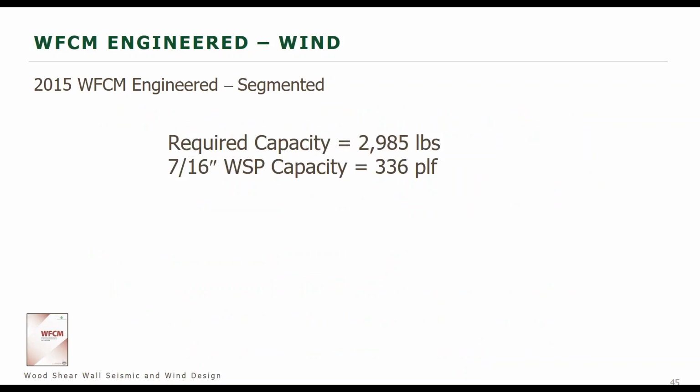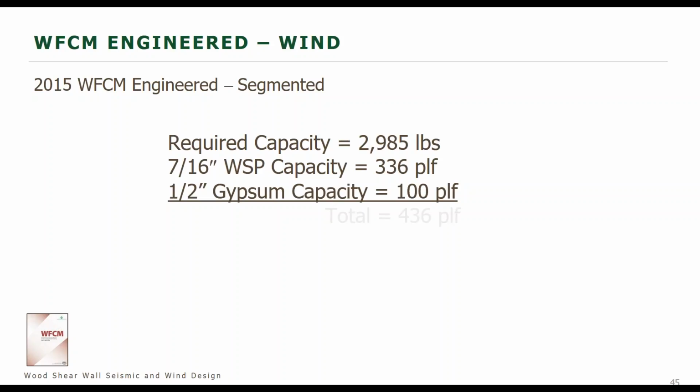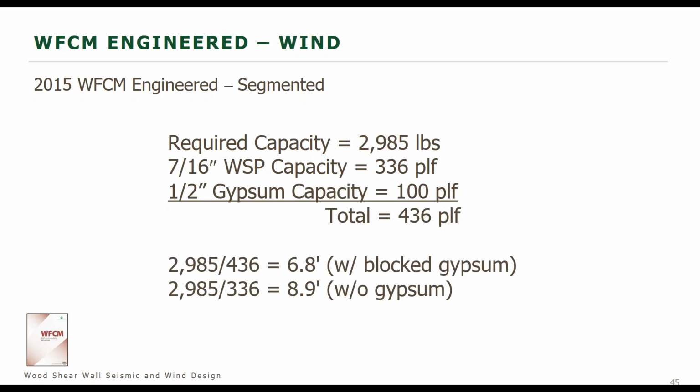So based on our required capacity of 2,985 pounds, you can do some math and figure out that the gypsum adds 100 PLF of capacity. So our wall that has the gypsum on the interior has a capacity of 436 pounds per lineal foot.